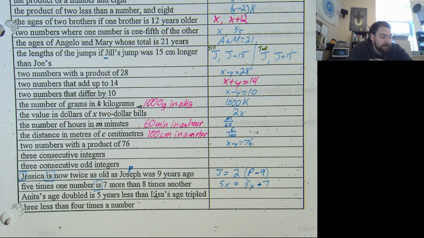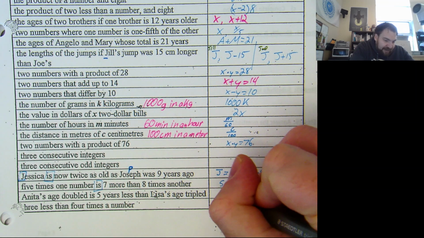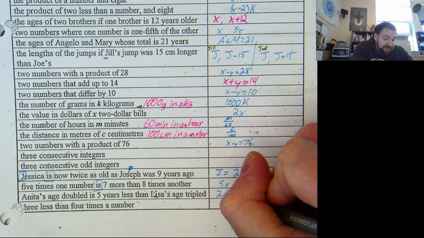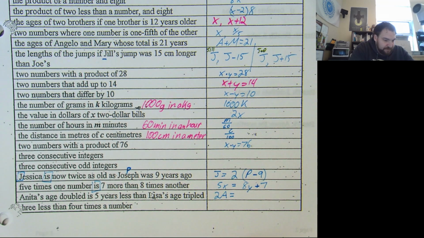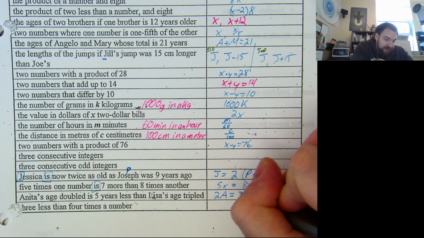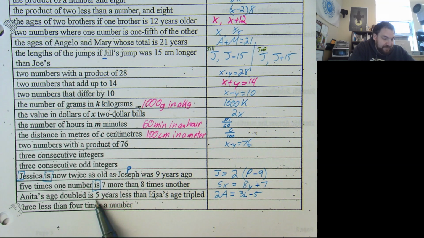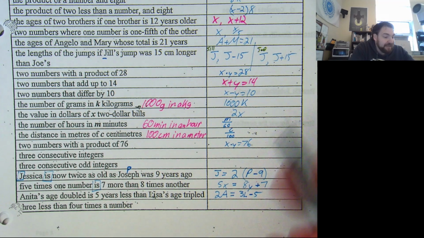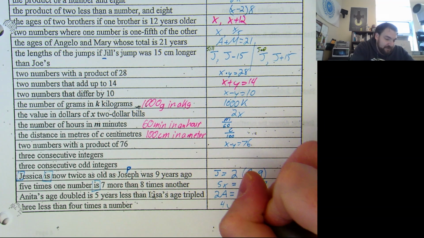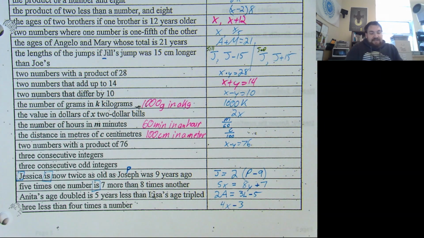Anita's age doubled. So Anita, I'll call her A, times 2. 5 years less than Lisa's age tripled. So 3L minus 5. We tripled Lisa's age, and then we took 5 years away from it. And then 3 less than 4 times a number, ending with an easy one again, is that guy there.